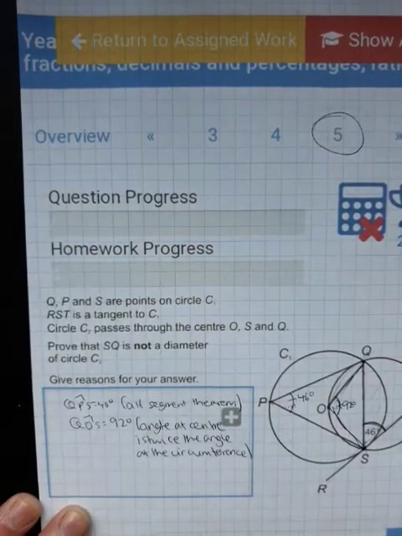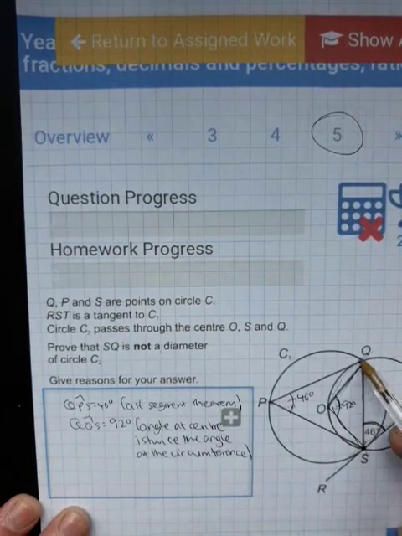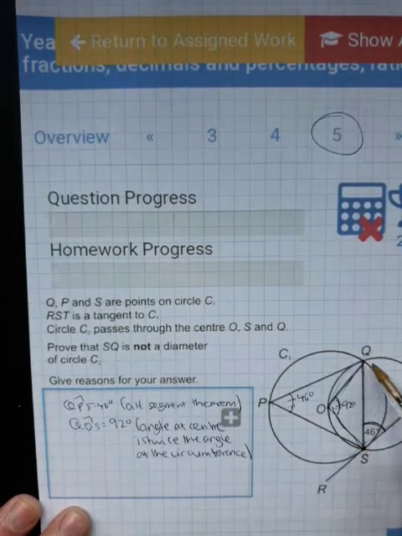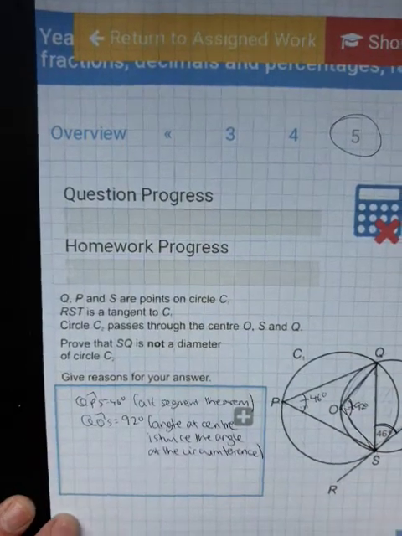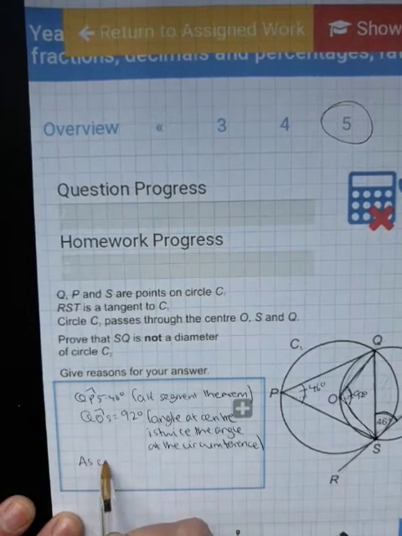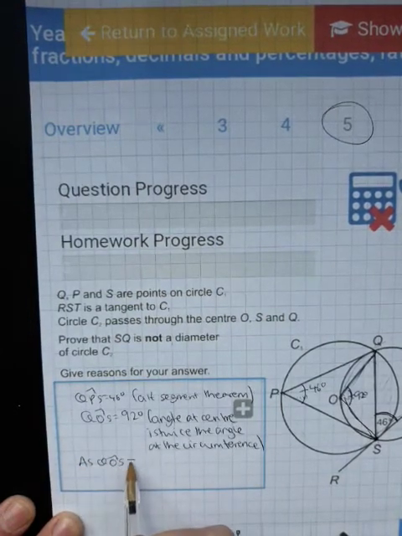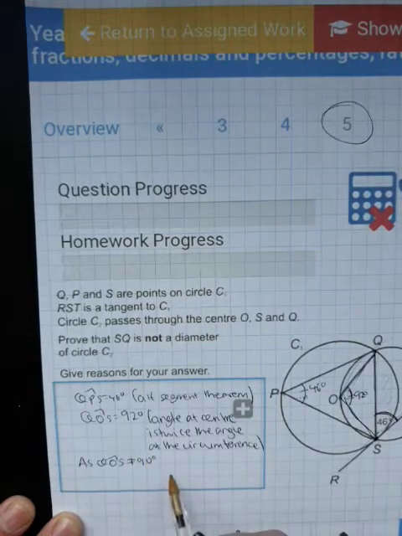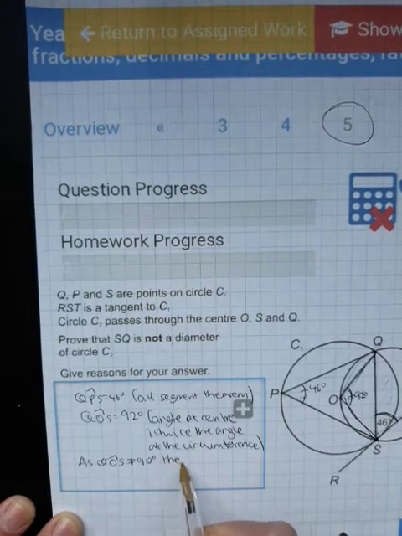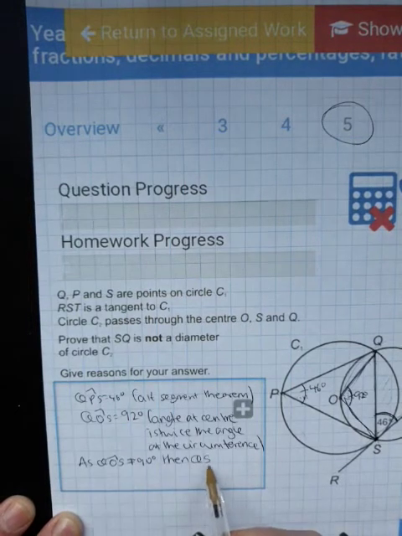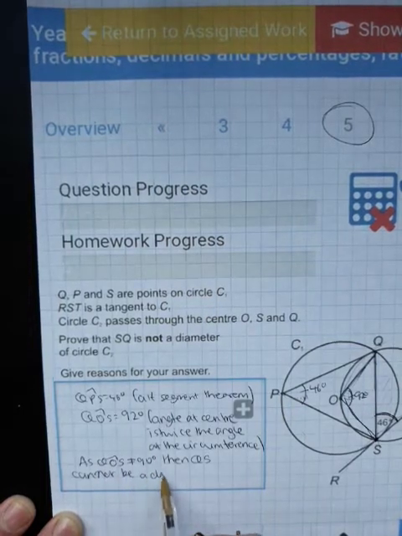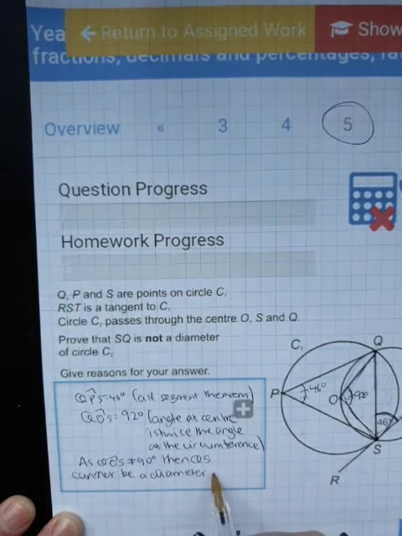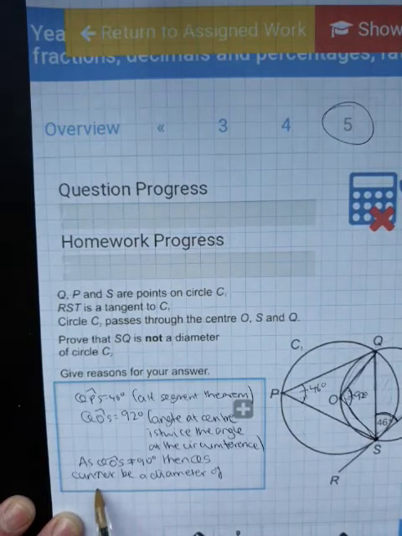Now remember what I said a minute ago. For QS to be a diameter, that means that QOS would have to be 90 degrees. Okay, so what we're going to say then, as QOS is not equal to 90 degrees, then QS cannot be a diameter of circle C2.